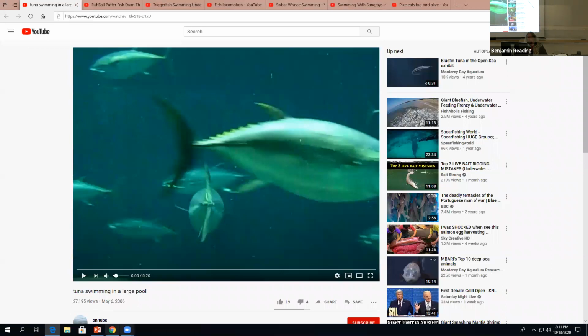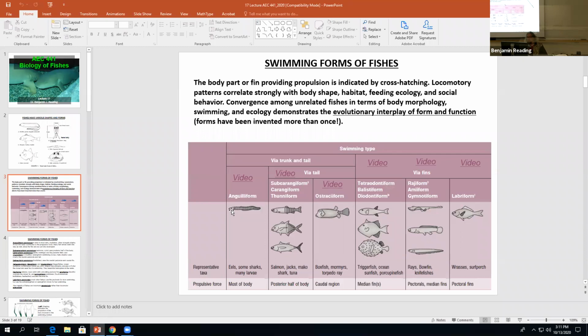So if you notice there, the eel generates a kind of an undulation or a sinusoidal wave originating right behind the head that then propagates all the way to the tail. And so it swims through the water like that. But it's using the majority of its body to generate this propulsion force. Now, this figure here shows the different swimming types. And so we call this trunk and tail. Really, I'd almost say almost all the body.